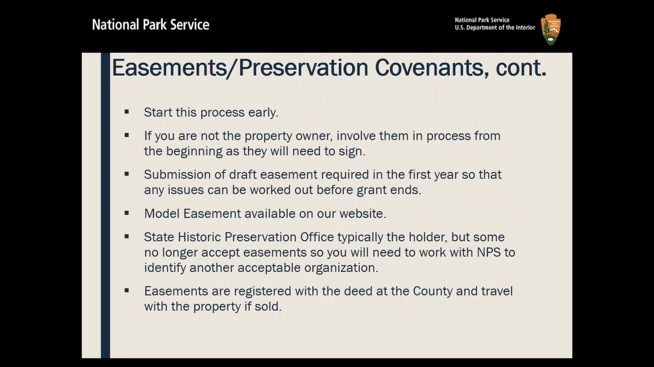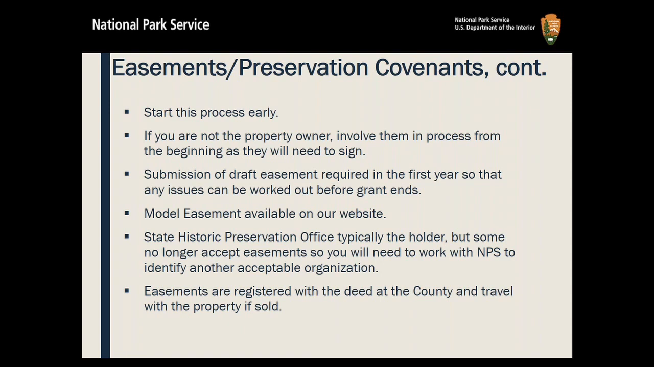So for that, as you can tell, I feel like there might be a lawyer involved, so you might want to start this process early. And if you're not the property owner, you have to involve them in the process from the beginning, as they need to sign. An easement affects their ownership. Submission of any draft easement, we probably would want to do that early in the first year so that we can get to any issues that have to be worked out.